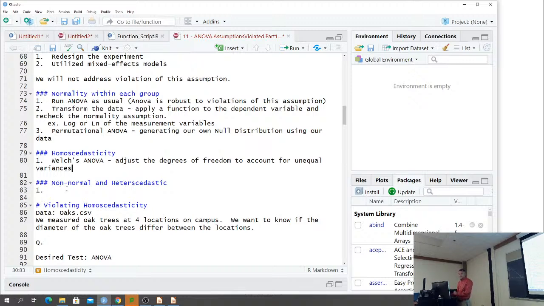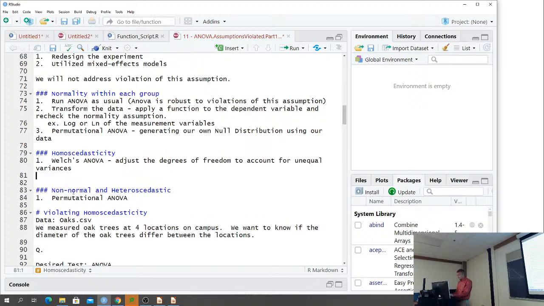What happens if we are non-normal and heteroscedastic? So non-normal and unequal variances, permutational ANOVA. Now, permutational ANOVA can also apply for the homoscedasticity. And I'm going to put that in parentheses because I don't actually prefer it.